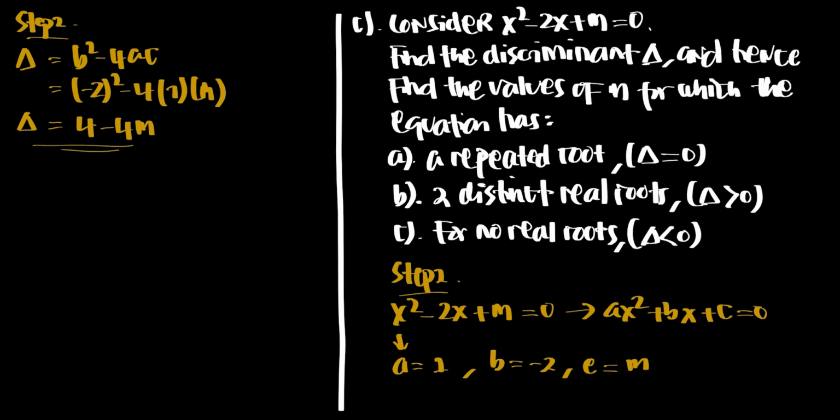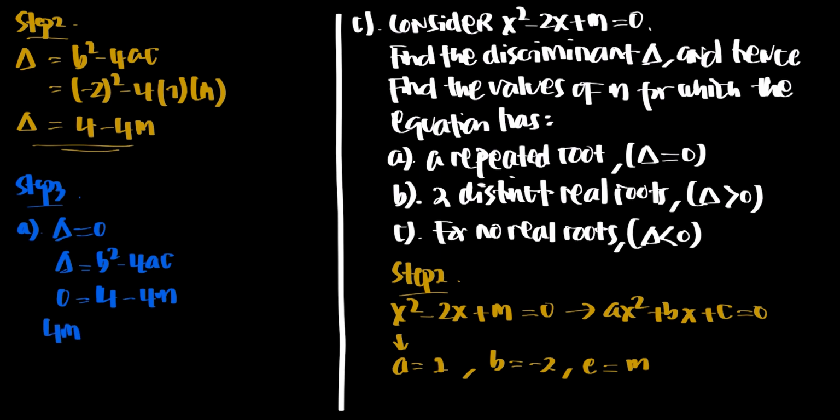And how can we find the repeated root? So for a repeated root, step 3, when delta equals 0, so b squared minus 4ac equals 0. Substitute the value: 4 minus 4m equals 0, then 4m equals 4. So m equals 4 out of 4, m equals 1. So m is 1. That is the first answer.